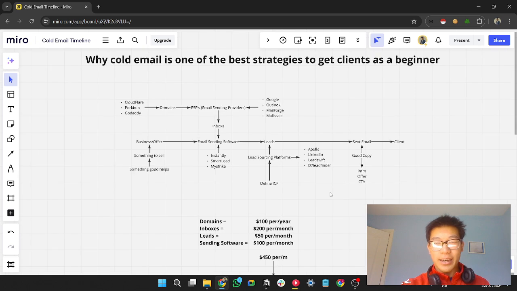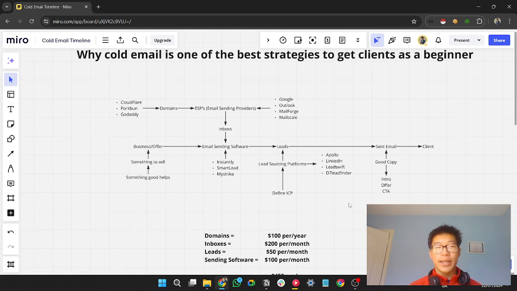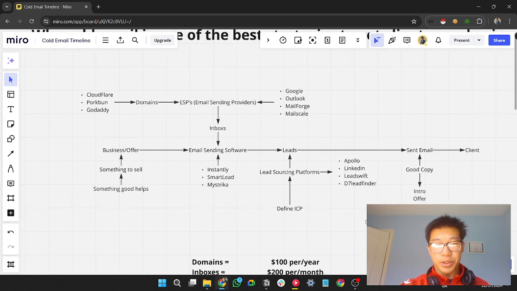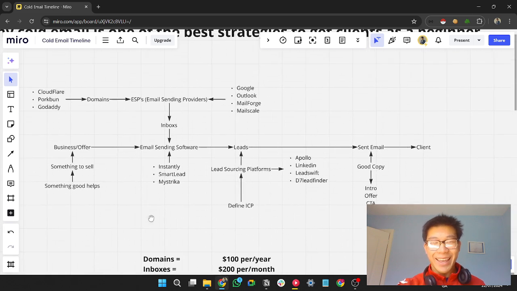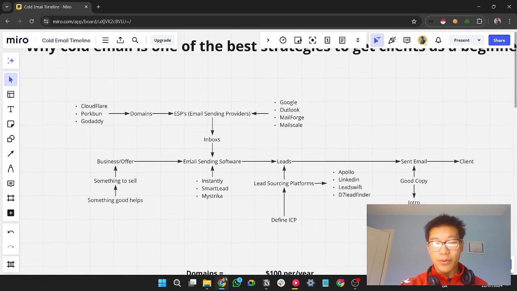So this is a diagram that I've just done really quickly, and all it does is go through the general gist of what you need and why the return on investment for cold email is so incredible. Generally, when you have a business, you have something to sell. When it's good, it helps. And then you need to set up an email sending software. Basically all it does is contact people on your behalf using mailboxes, right?